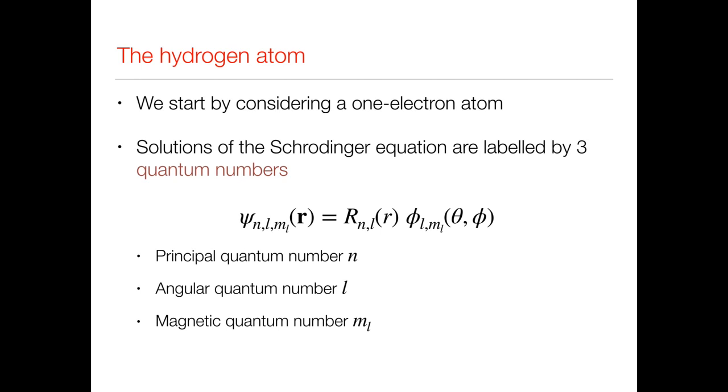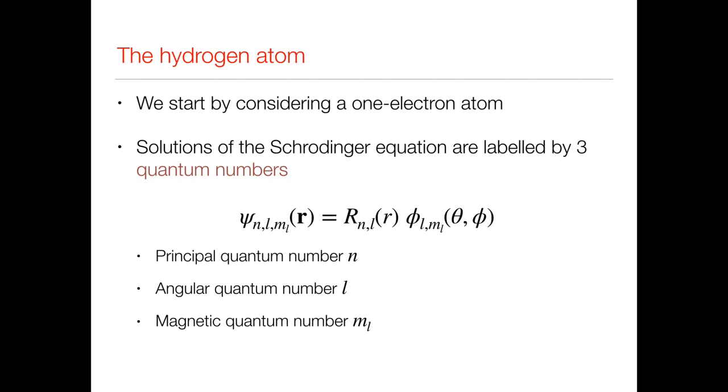And we have these 3 quantum numbers. We have the principal quantum number n, the angular quantum number L, and the suspiciously titled magnetic quantum number ML. We might imagine that that's going to play a role very soon.